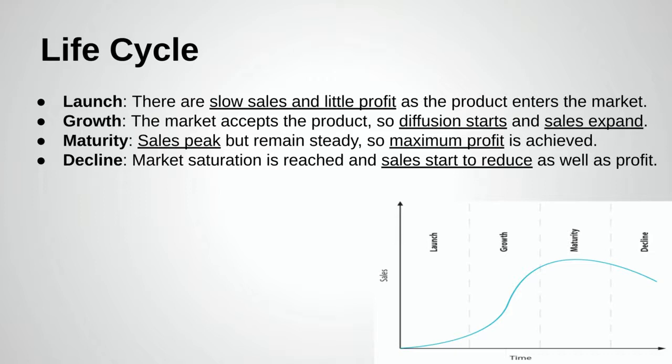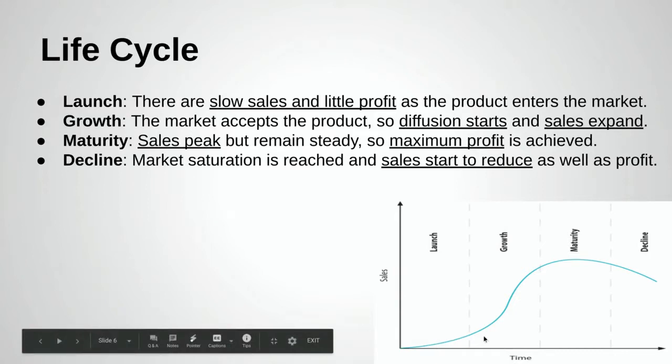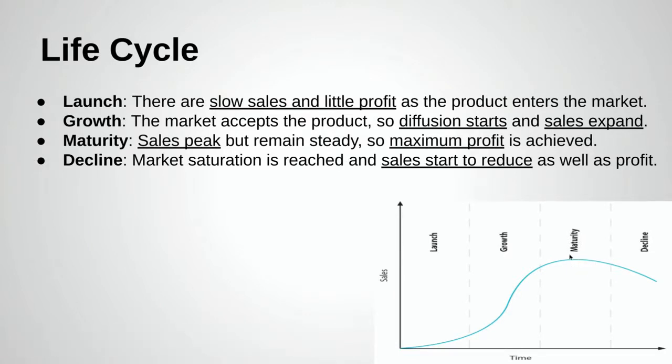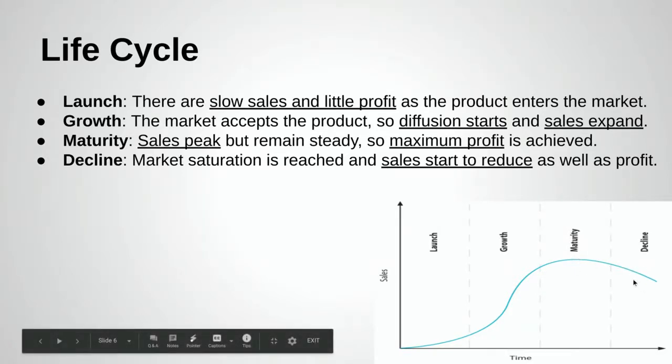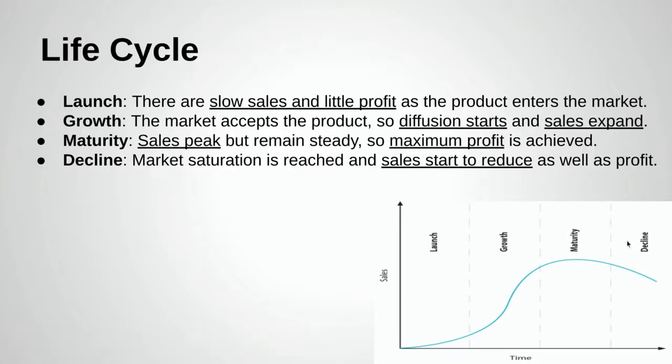Life cycle, here are the four stages you need to be familiar with. Launch: there are slow sales and little profit as the product first enters the market. Growth: the market accepts the product, so diffusion starts, sales expand and you start making good money. Maturity: your sales peak and remain steady, so you have your maximum profits during this phase. Decline: market saturation is reached and the sales start to reduce, as well as the profit.